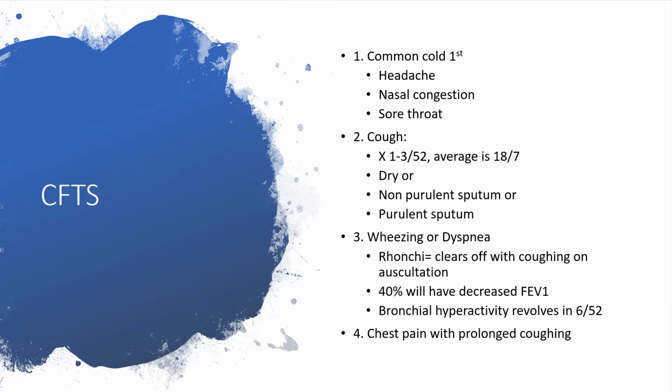What are the clinical features or symptoms? The first and common thing will be the common cold, associated with headache, runny nose, nasal congestion, and sore throat. The cough will last 1 to 3 weeks, like I've said earlier, but the average period is 18 days. The cough could be dry or have non-purulent sputum or purulent sputum. There's a possibility of wheezing or difficulty breathing.